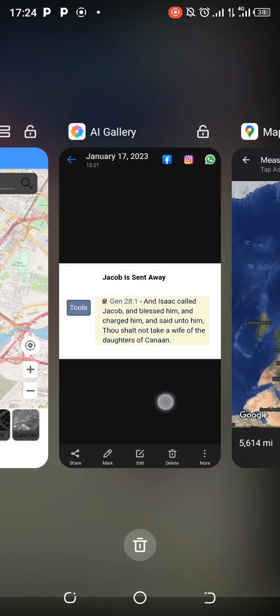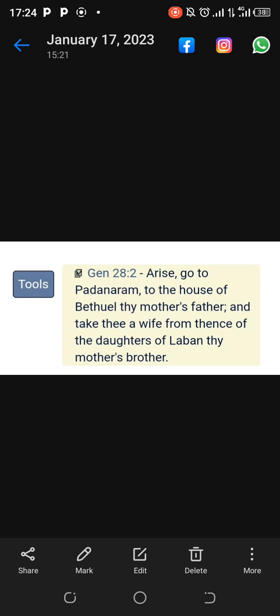Okay, let's read this. He told him in verse 2, arise, go to Padan Aram. You see, this Padan over here, they're trying to identify something to us, like they're trying to explain it to us. Padan is Cameroon, while Aram is Nigeria, the border between Cameroon and Nigeria. Right? Arise, go to Padan, Cameroon, Aram, Nigeria, to the house of Bethuel, their mother's father, and take thee a wife from thence, of the daughters of Laban, their mother's brother.